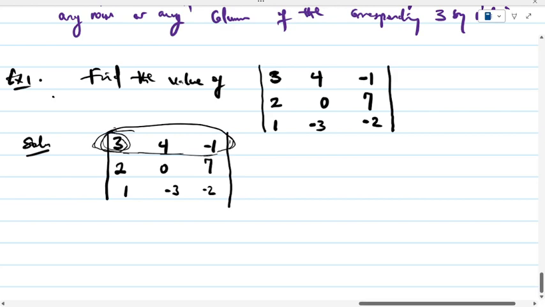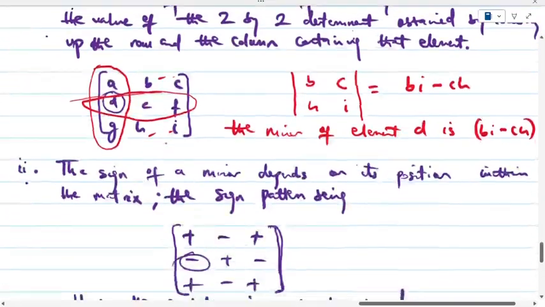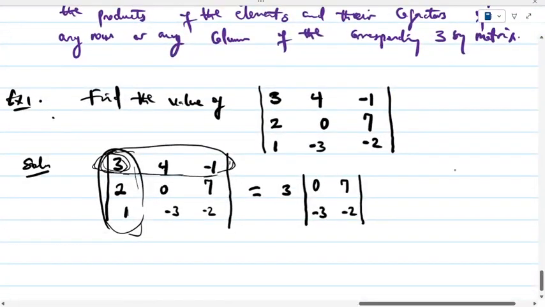So dealing with first element 3, I have to cover every other part of the row and column. If I cover this, I'll be left with 0, 7, minus 3, minus 2. So I'm going to have 3 times the determinant of 0, 7, minus 3, minus 2. Then the second element in the first row, I have 4. And don't forget the position of 4. That is negative. So I'm going to have minus 4.